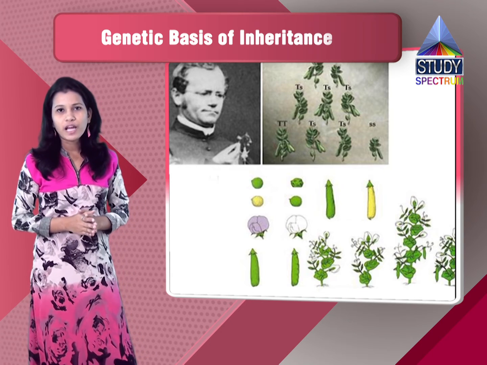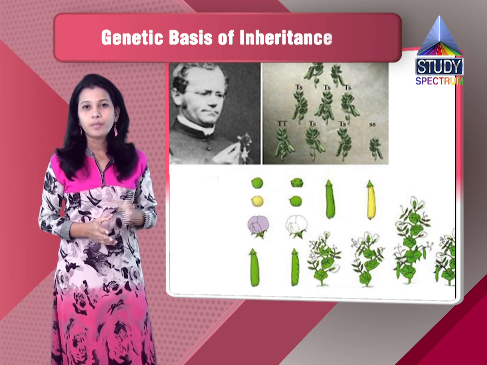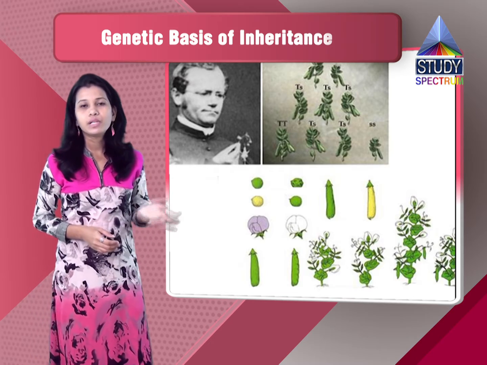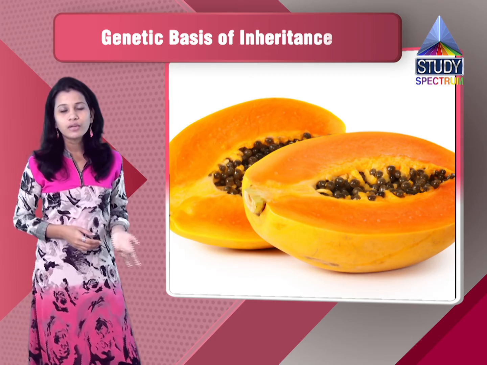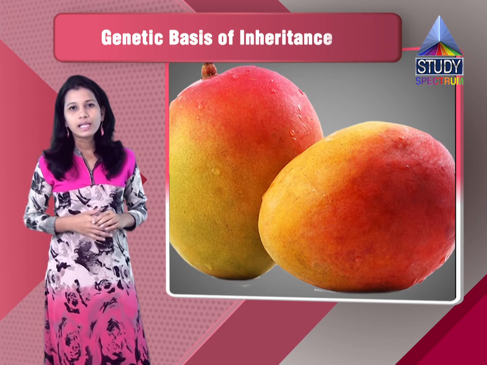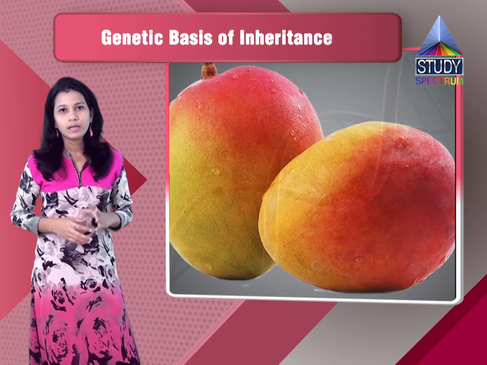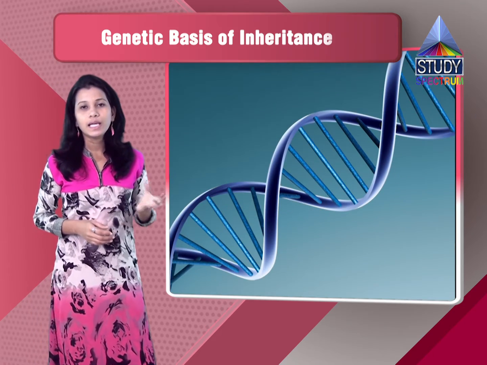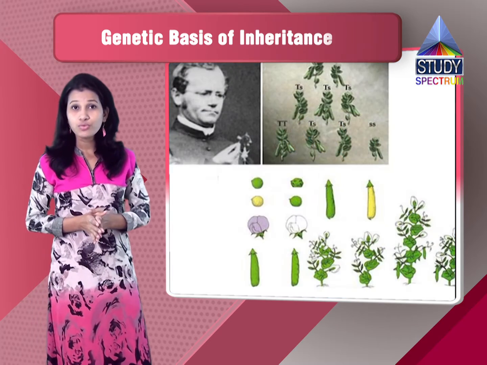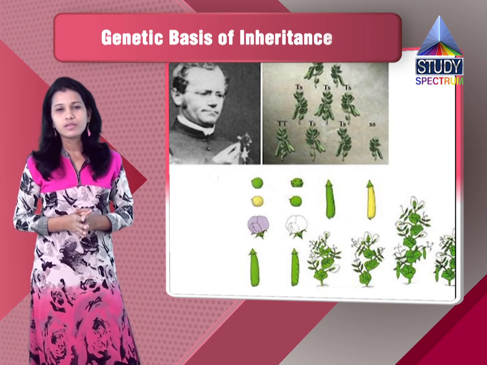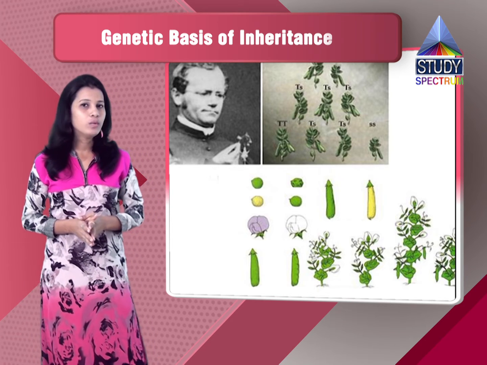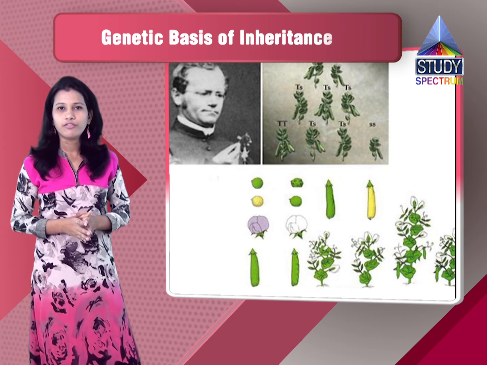And this concept of like begets like explains why a particular plant will give rise to that particular fruit only. For example, a papaya will give rise to a papaya only, a mango will give rise to a mango only, and so on. This happens because the genes are transferred from one generation to another, and Mendel was the first to think over this, and hence we call him the father of genetics.